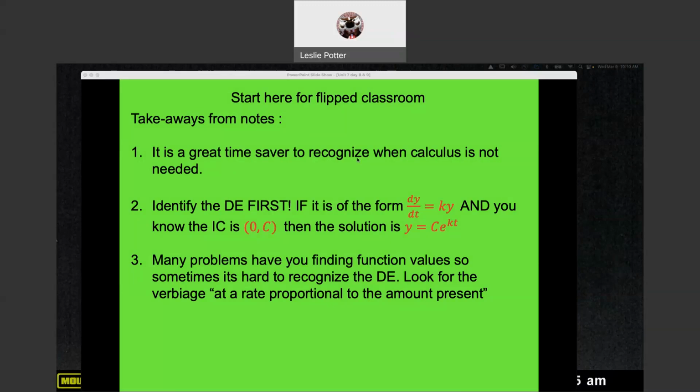This is a great time saver. This is the moment where we can skip the calculus. When we see a constant value here with the y in our differential equation, then we can skip the calculus. We know, and the notes took you through this, we know that this differential equation is some sort of constant times y. And if we know the initial condition, we automatically know the solution.